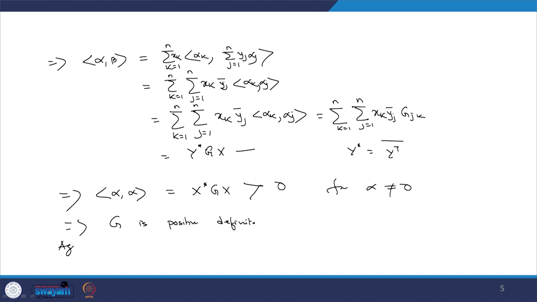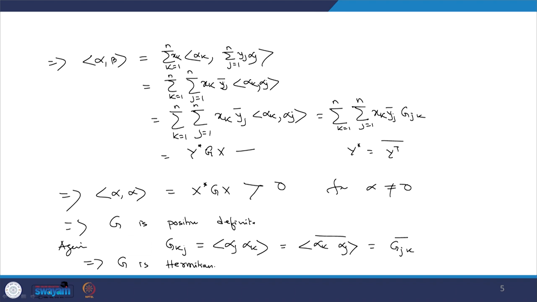Again, G_kj equals the inner product of alpha_j and alpha_k, which is equal to the conjugate of the inner product of alpha_k and alpha_j. So this is equal to G_jk bar. So this implies G is Hermitian.